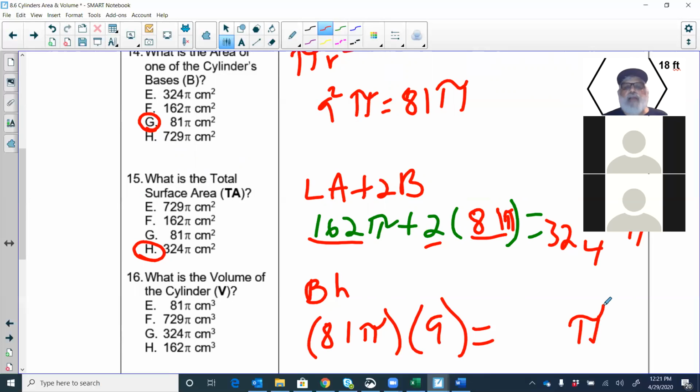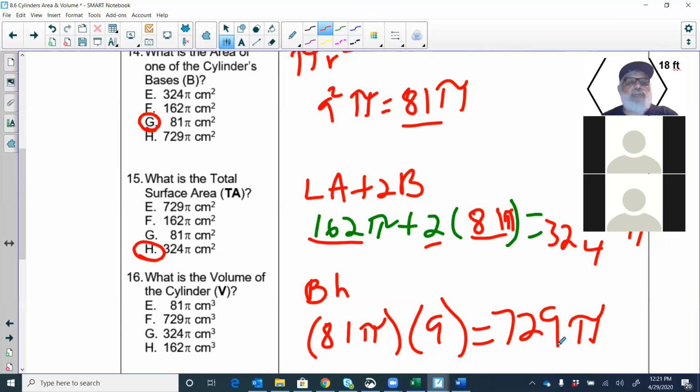Then you're ready for the volume. Area of the base, which we found on number 14 on this one, which was 81. So I plugged in 81 times the height. Height is 9. Leave the pi alone because that's part of the answer. So you just have to do the 81 times the 9. $729. Yep. And we are done.